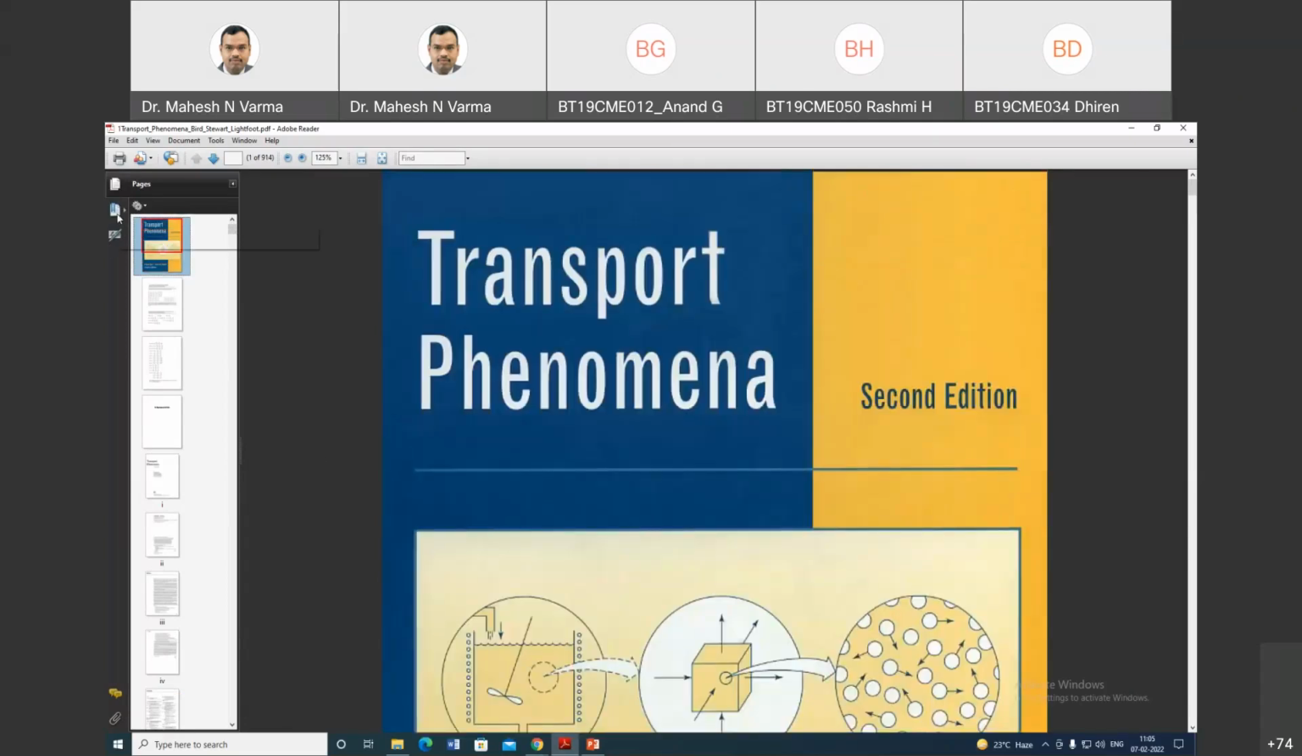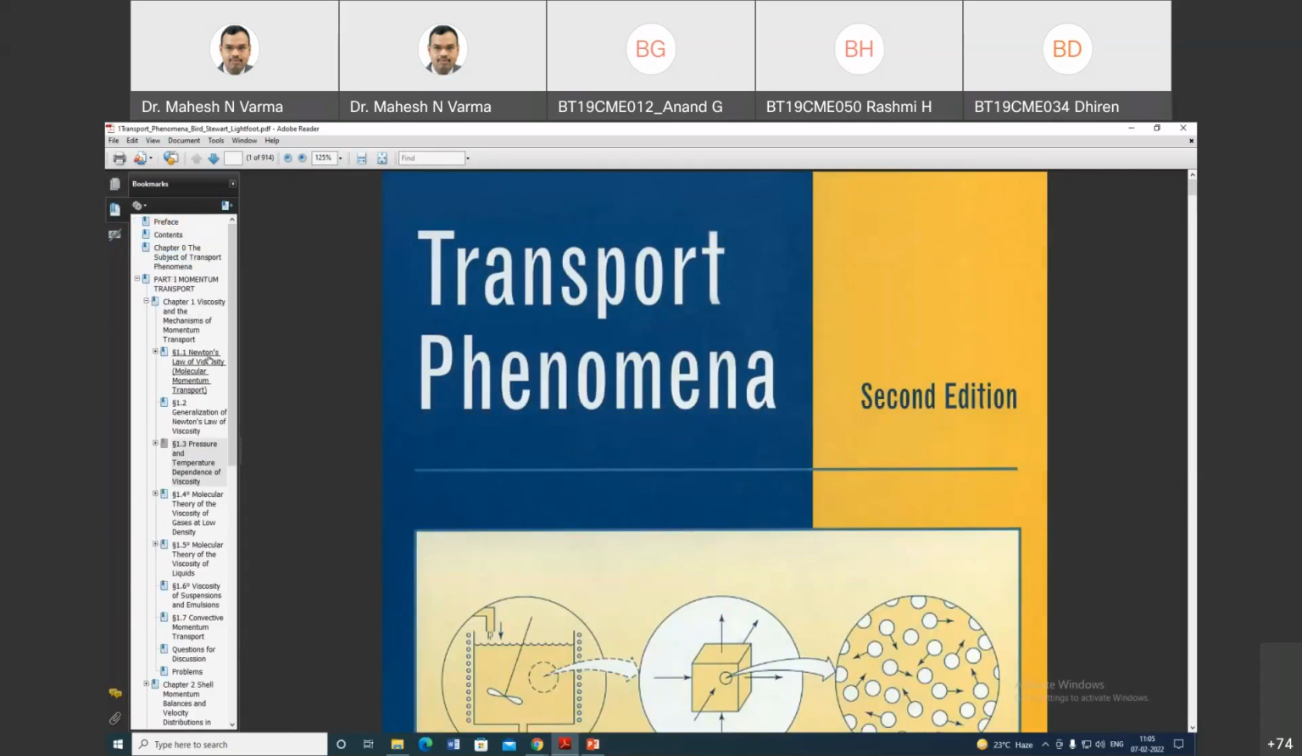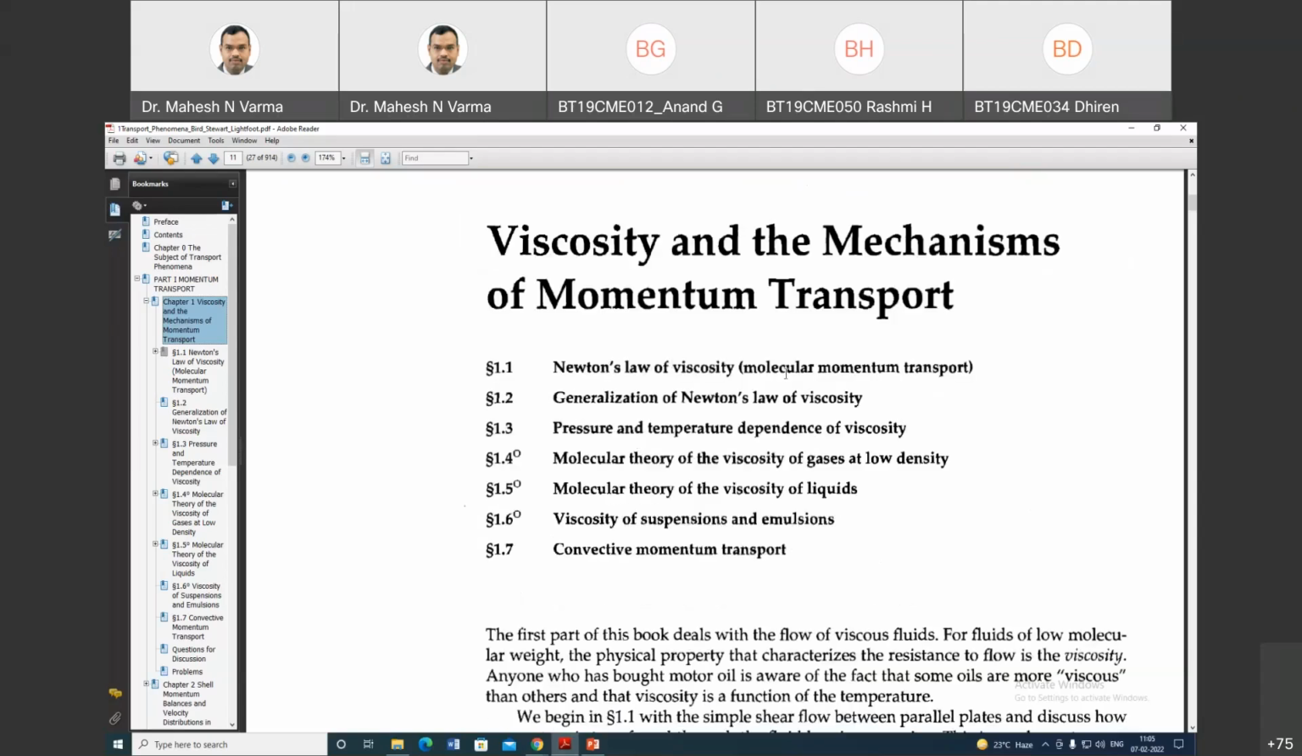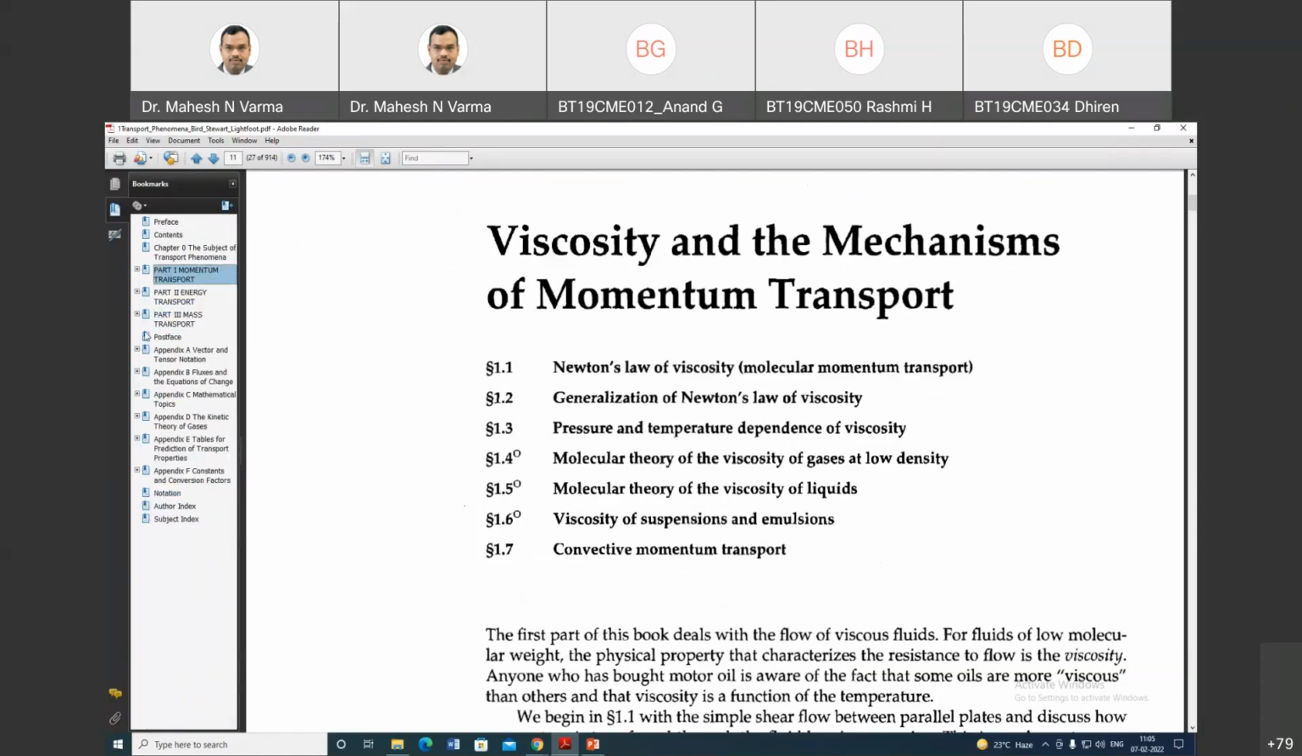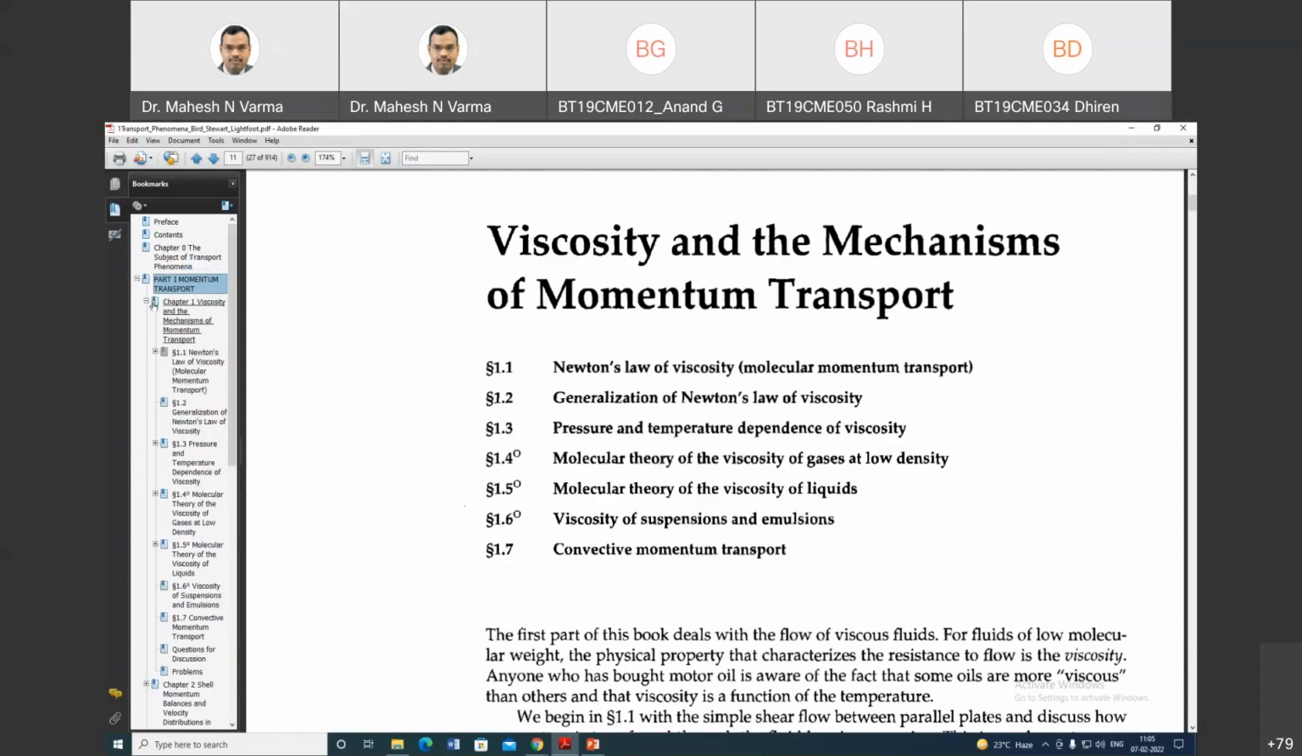If you go in this book, whatever we have covered is given: viscosity, Newton's law of viscosity, generalized Newton's law of viscosity, and then we have moved to heat transfer coefficient, which is covered in interface flux here. So it is not given in chapter 1. I followed another book, but in this book also that information is given.